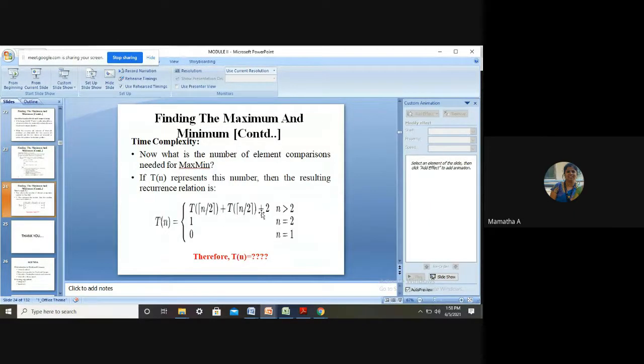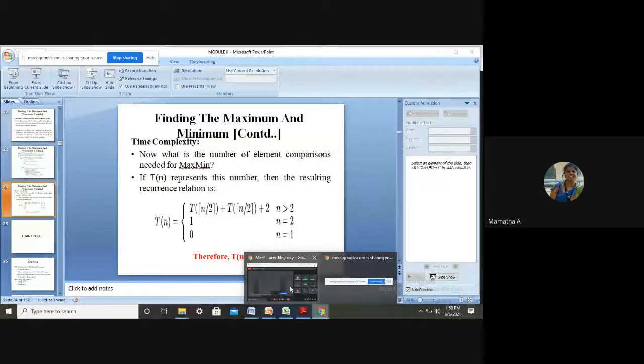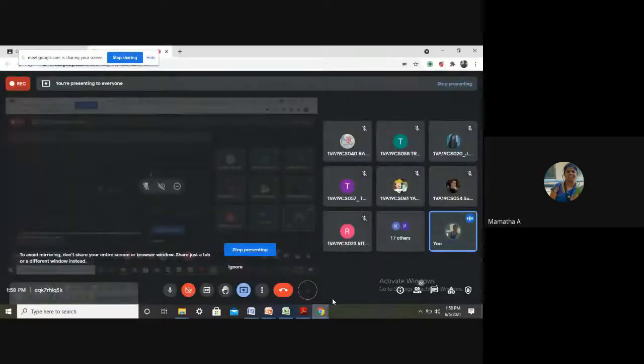I want you all to solve this and give me the answer. I'll share this with you all. Someone has to present it to me in the next class, Monday's class. Be ready. Whomever I call should be ready to present the solution. If you have any queries, you can ping me and ask.